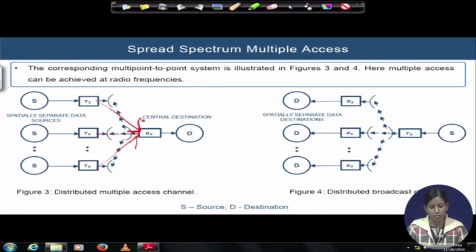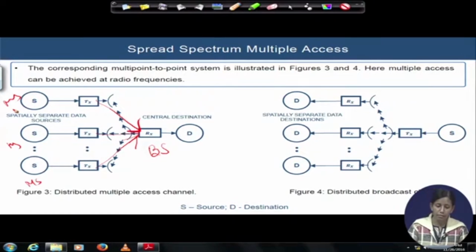And this is a central destination. If I am targeting, it may be a base station, and these are all the mobile handsets or the mobile stations that you are carrying. And this is a very typical wireless communication scenario that we face in our day-to-day life.